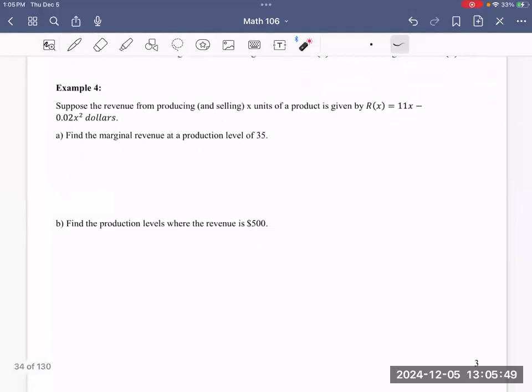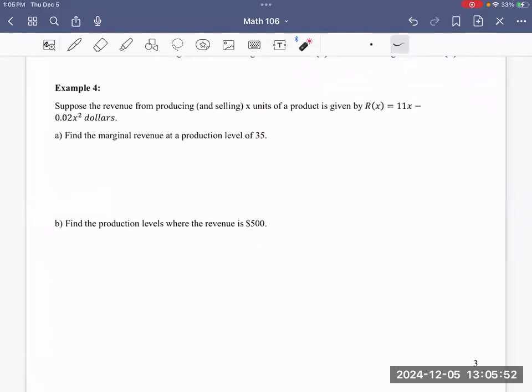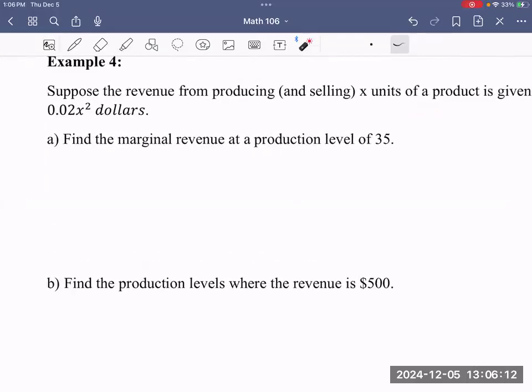So take example 4. It says, suppose the revenue from producing and selling X units of a product is given by R of X equals 11X minus 0.02 X squared dollars. Find the marginal revenue at a production level of 35. So they're telling us that X here is going to be equal to 35. But because we're talking about the marginal revenue, we're interested in one additional increase.